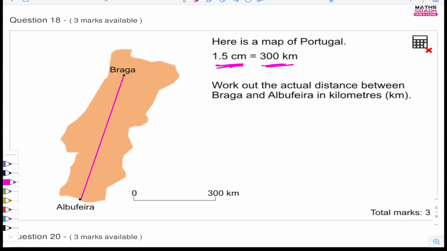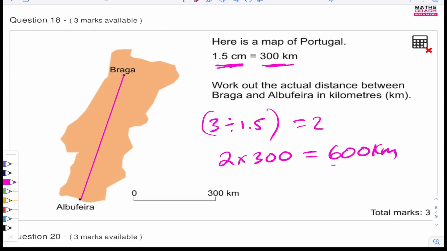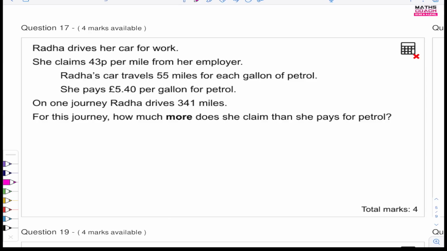So you've measured this and it's 3 centimeters on your exam paper. You do, first of all, 3 divided by 1.5 because you're told that every 1.5 centimeters is 300 kilometers. And then you will multiply by the 300. So 3 divided by 1.5 gives us 2. I should have known that. And then 2 times by 300 gives us 600. So 600 kilometers.